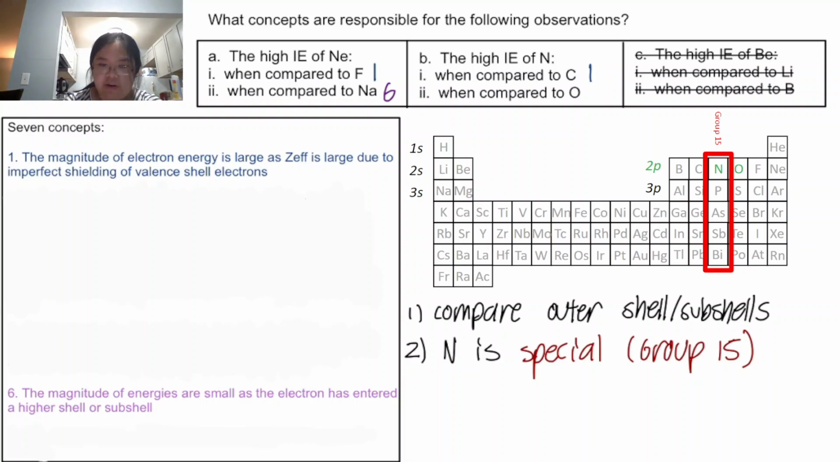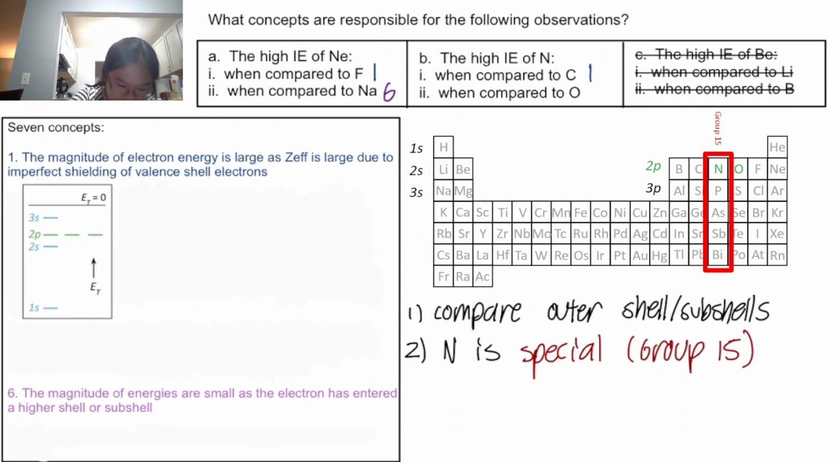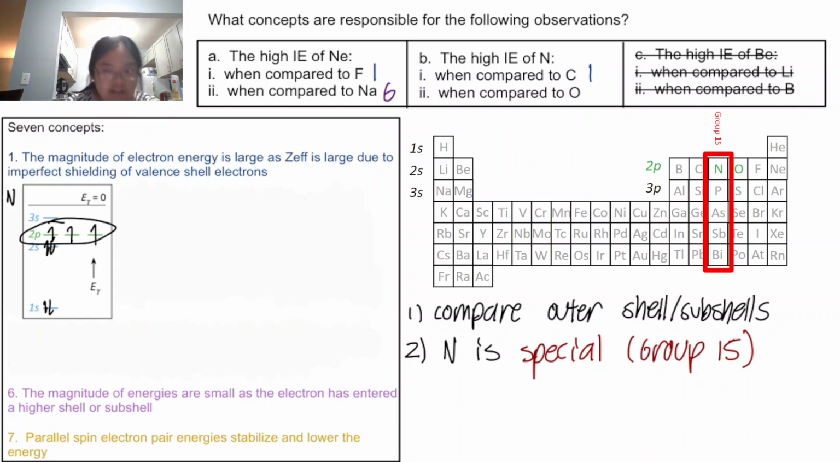To explain what I mean, let me pull up an energy diagram for nitrogen. Nitrogen's electron configuration is 1s2, 2s2, 2p3. So its energy diagram looks like this. And if you look at the 2p electrons, you will notice that all 3 electrons are spinning in the same direction. So now let's look at concept 7, which states that parallel spin electron pair energies stabilize and lower the energy. So nitrogen has a lower energy than expected because of the stabilization of parallel spins.